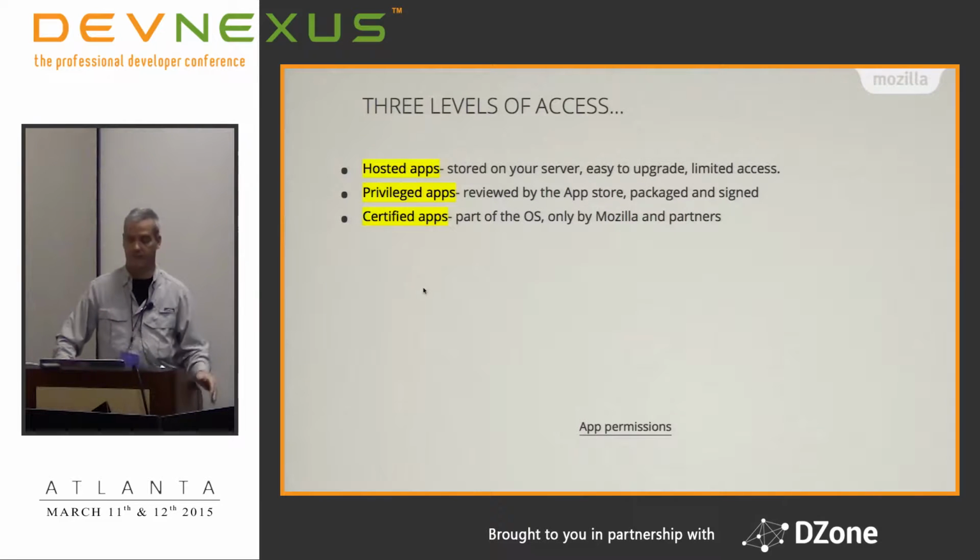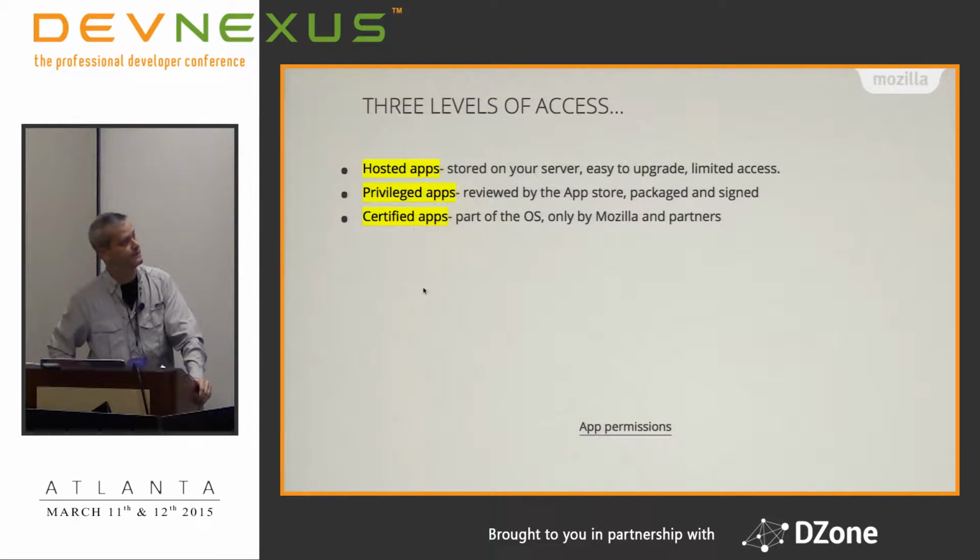Then we have privileged apps. These are apps that are going to use certain APIs that are covered under permissions. They are zipped up in a zip file and go through our marketplace review and can be put on the phone. They can also be pushed to the phone directly from your laptop very simply, and I'm going to show a couple of examples of that in just a minute.